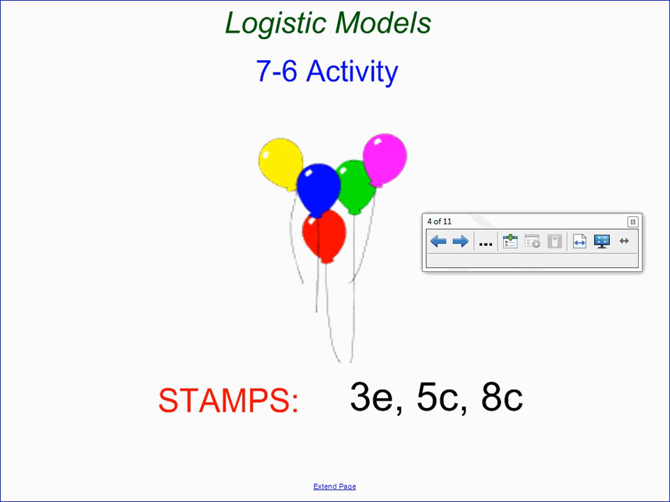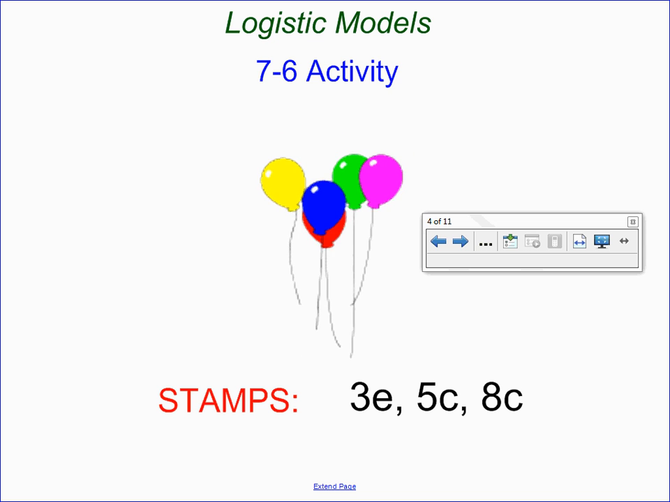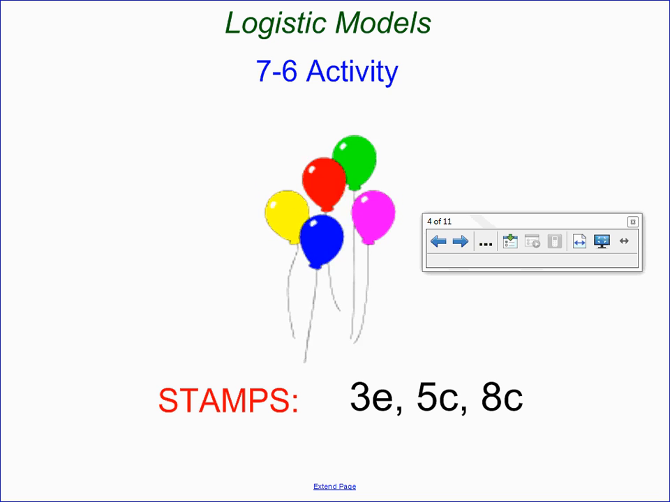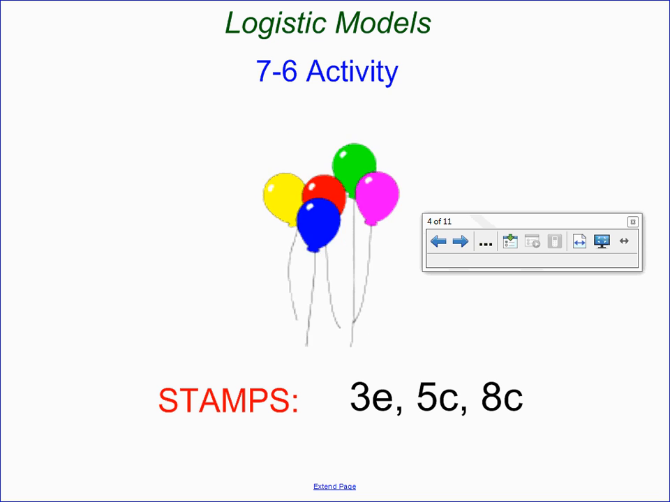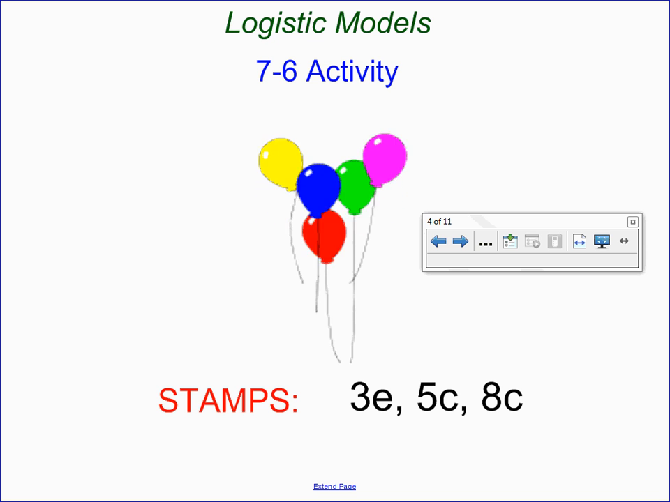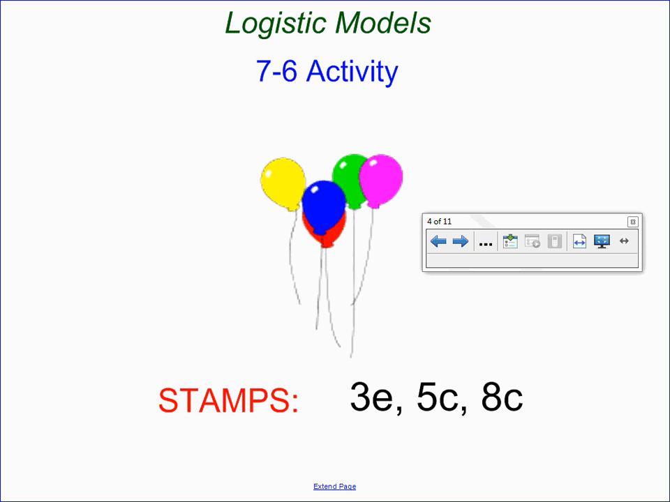There's going to be some limiting factor, and today we're going to investigate logistic models as an alternative anytime we have this limited growth. So that's where we're headed today. We've got stamped eligible items at 3E, 5C, 8C, and wait for the fun images as we come back together and have our closure discussion.